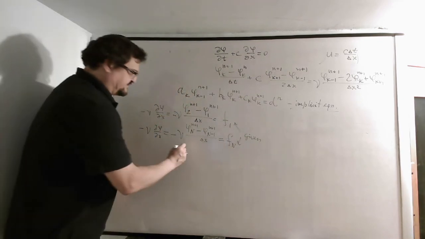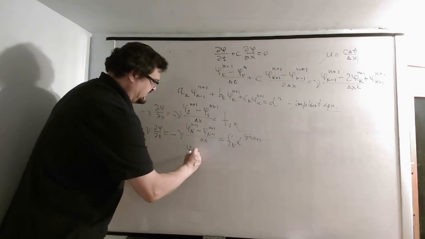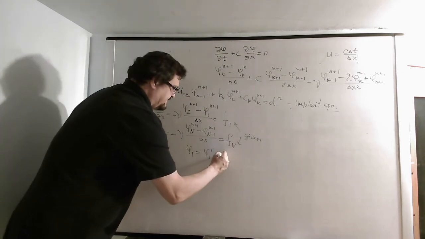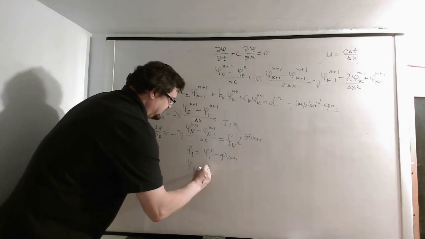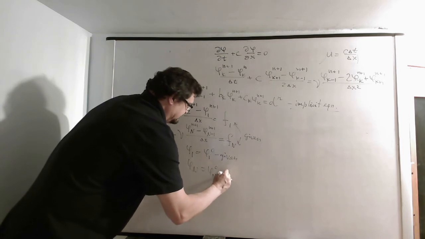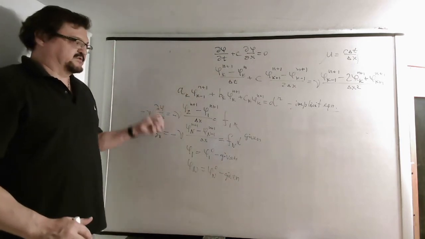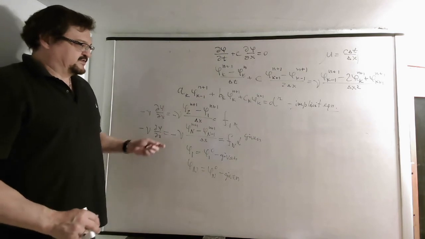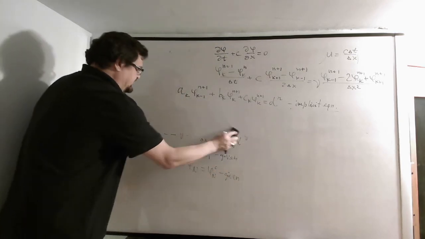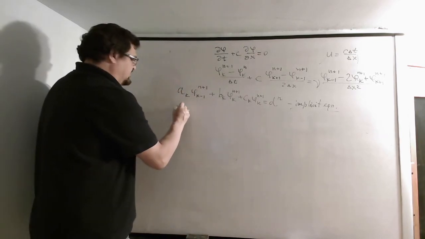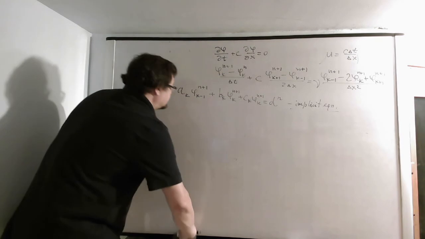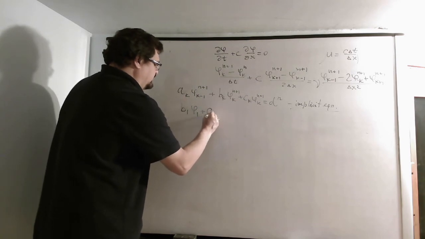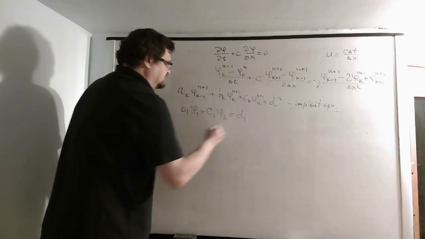Or if you specify temperatures, you can specify just phi at point 1 equals some given value, and phi at point N equals some constant, so it's given. Or you can use a combination of those. On the left boundary you can specify phi, and on the right boundary you specify flux, and vice versa. So generally, you write your boundary conditions as the following: B1 phi 1 plus C1 phi 2 equals D1.